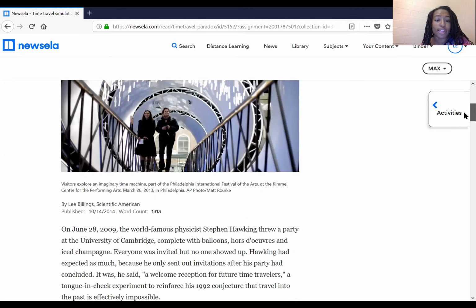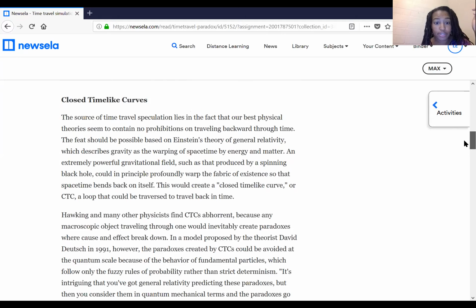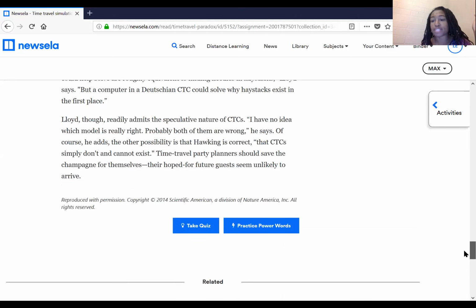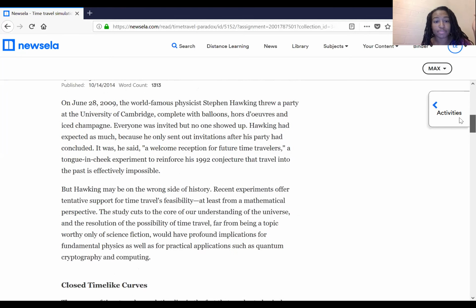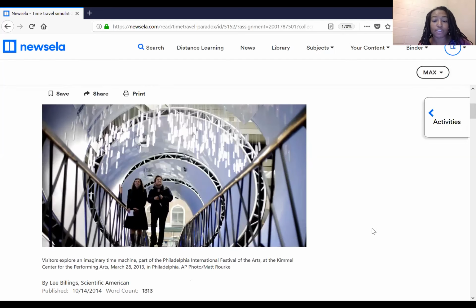Visitors explore an imaginary time machine. You know, one of those good things to do is actually look at just the images. So I have an image here. Do I have any more images? No, probably because it's the max. I don't know, they only gave me one. So I only have one caption to read right here. Visitors explore an imaginary time machine, part of the Philadelphia International Festival of the Arts.